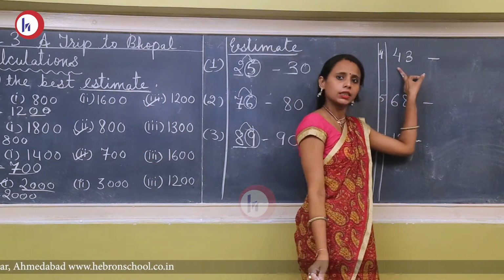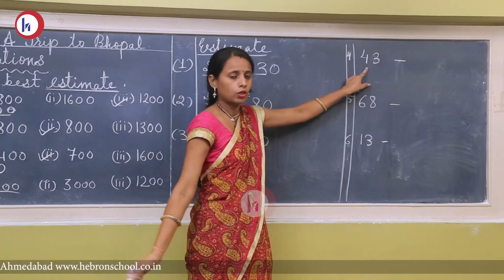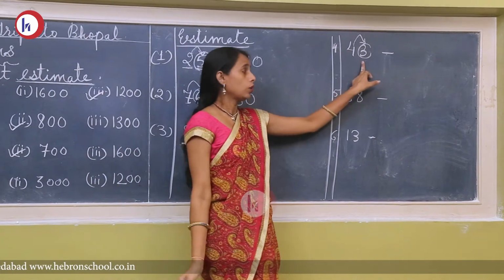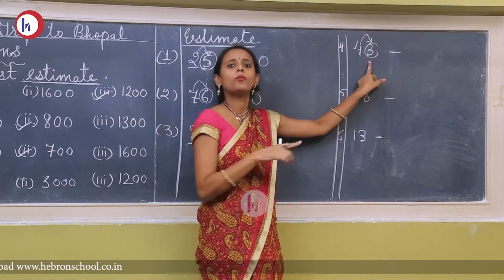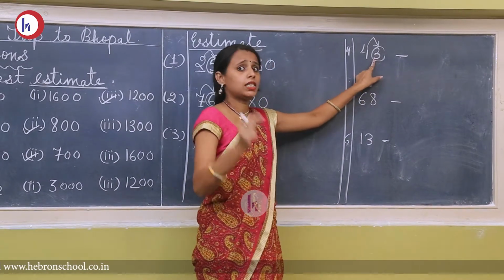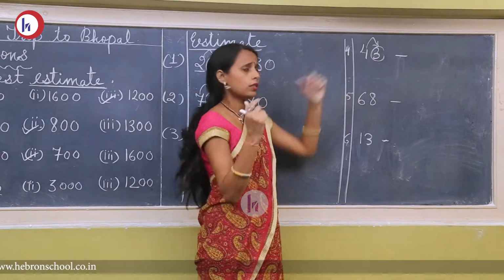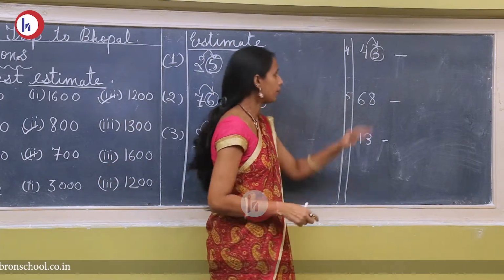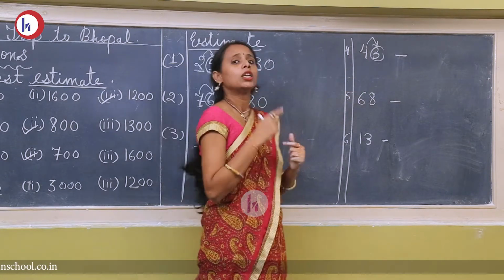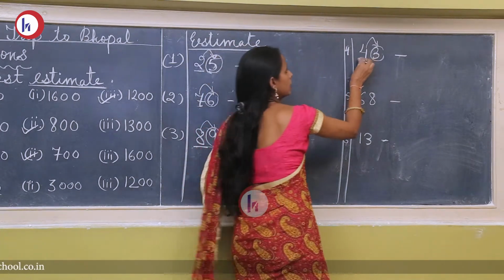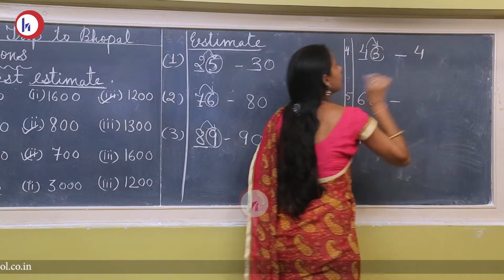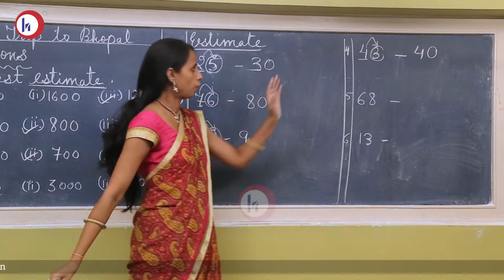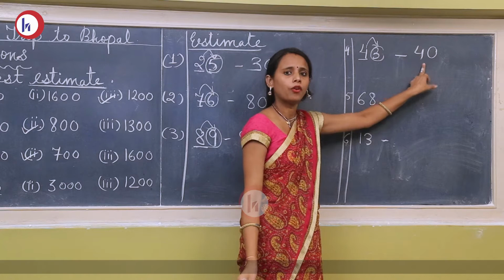Next is 43. First digit is 4. So look at the second digit. This digit we have to see. Now it is less than 5 or more than 5? You know that 3 is less than 5. So what is the rule when the digit is less than 5? The rule is that when the digit is less than 5, the first digit is not increased. It will be the same as it is. Here is 4, so here will be 4 and this digit will be changed in 0. So 43 is estimated by 40.